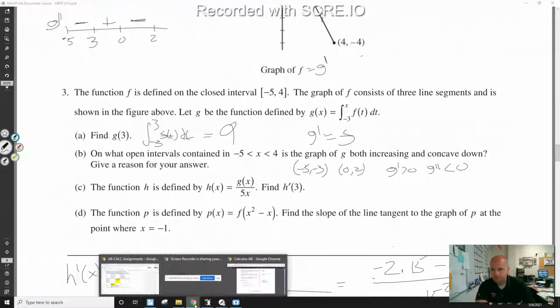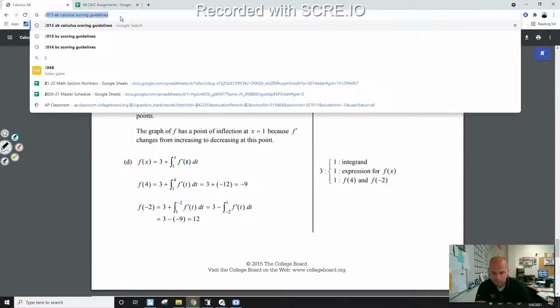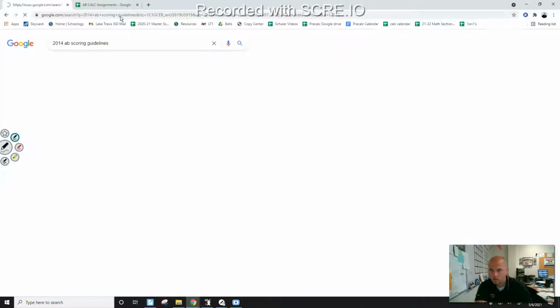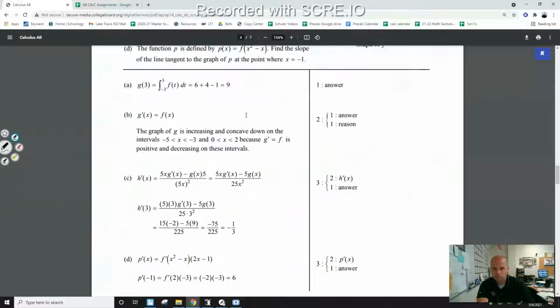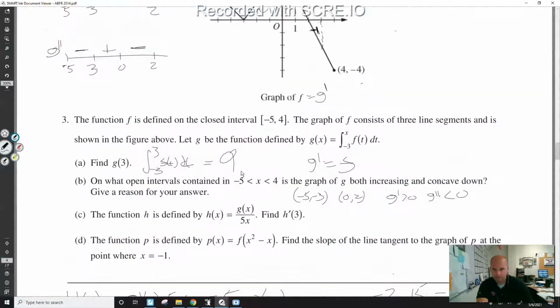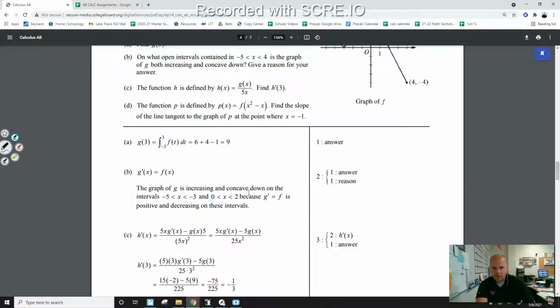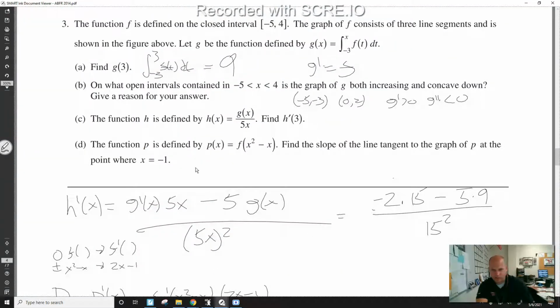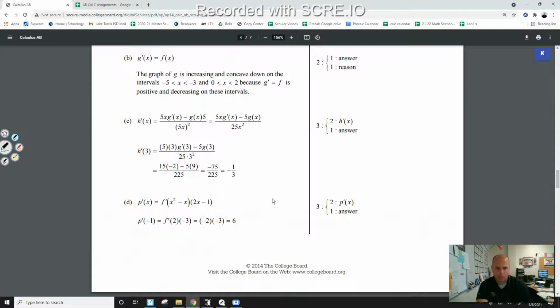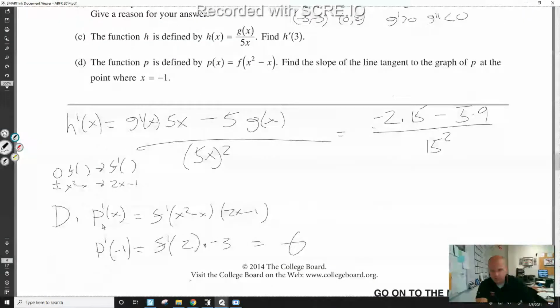Let's see how we did. Nine. 1 point for 9. -5 to -3, 0 to 2. G prime is positive, G double prime is negative. 2 points. This 15 times -2, 5 times 9 over 15 squared. 3 points. 2 points for just writing down the derivative using the quotient rule correctly. That's a nice 2 points. 2 points for writing the derivative using the chain rule correctly. 1 point for getting your answer 6.